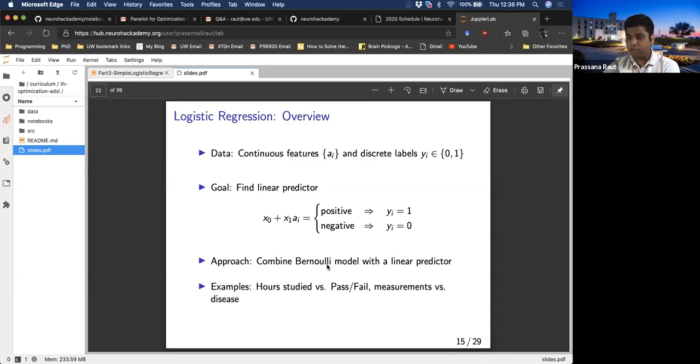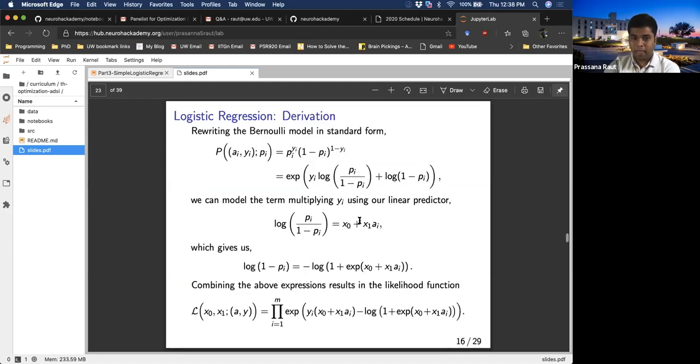trivial. But when we have more than one point, we need to introduce the Bernoulli model, which helps us make correct predictions in a systematic manner. So the Bernoulli model has one parameter p, which gives us the probability that an event occurs, and hence 1 minus p is the probability that it doesn't occur.